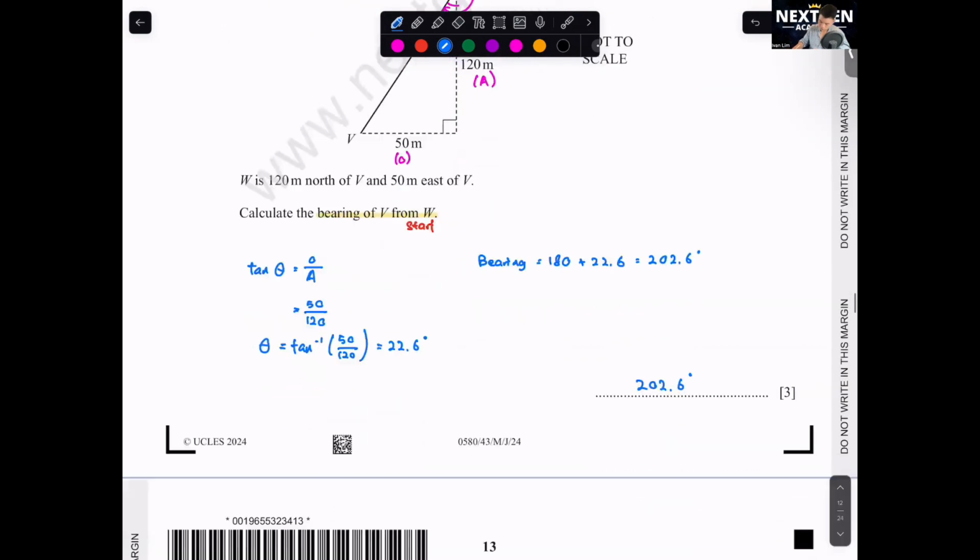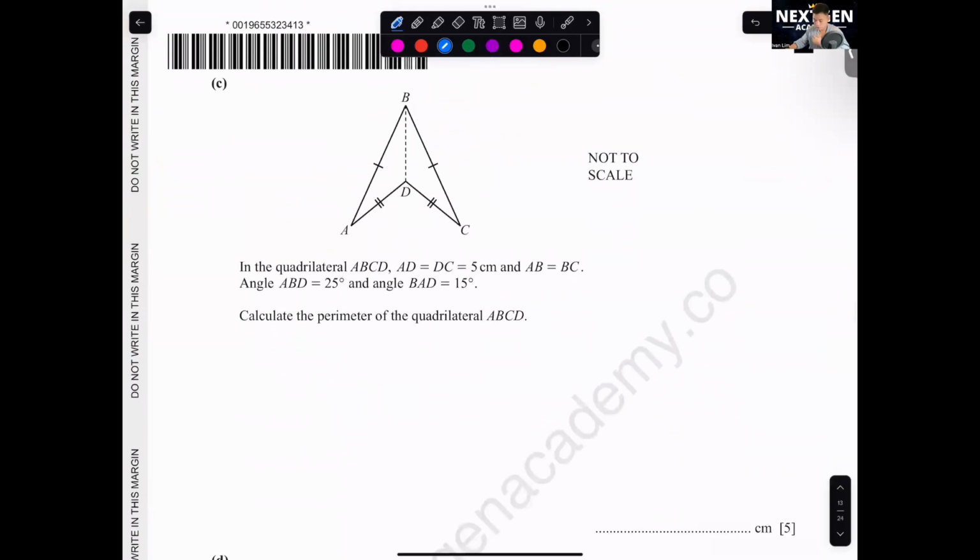Next one, C. In the quadrilateral, AD equals DC, which equals 5. Write down whatever information we have first. AB equals BC. Angle ABD is 25 degrees. That means here also is 25 degrees. And angle BAD is 15 degrees, so here is also 15 degrees. Calculate the perimeter of the quadrilateral ABCD. Perimeter means this whole thing.